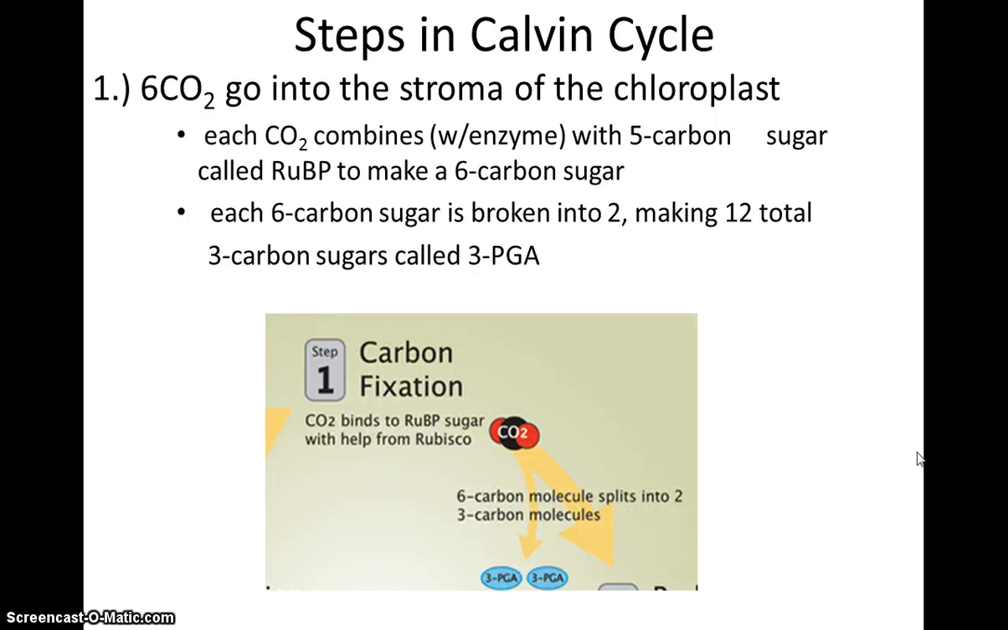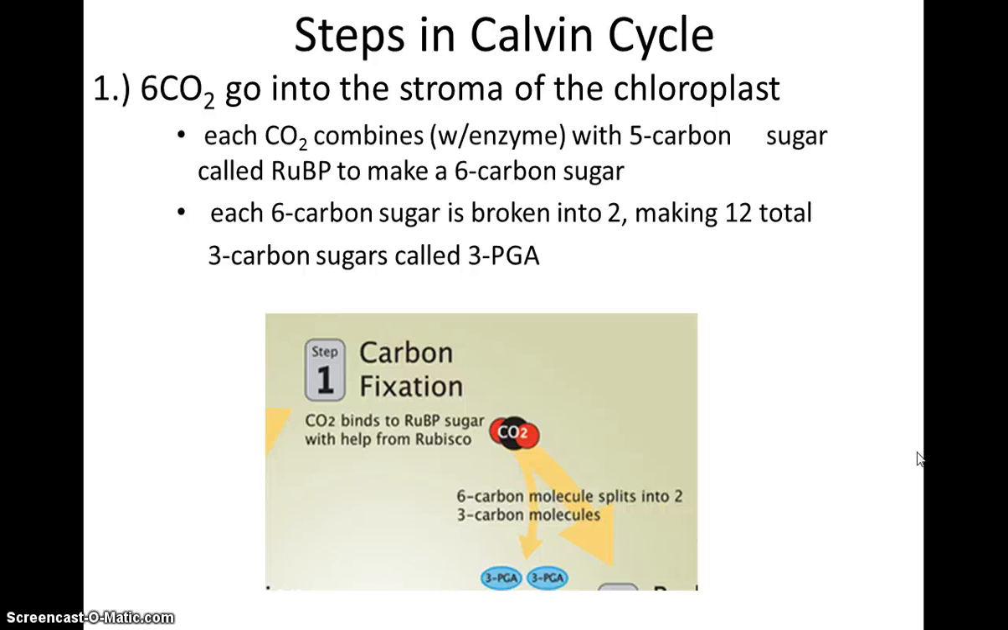And each of the 6 CO2s will combine with a 5-carbon sugar, and 5-carbon just means there are 5 carbons in it, called RuBP, and that's just the name of it. These will be combined by an enzyme to make a sugar that has 6 carbons now instead of 5. So that makes sense. You take 5, you add 1 from the CO2, that's 6.